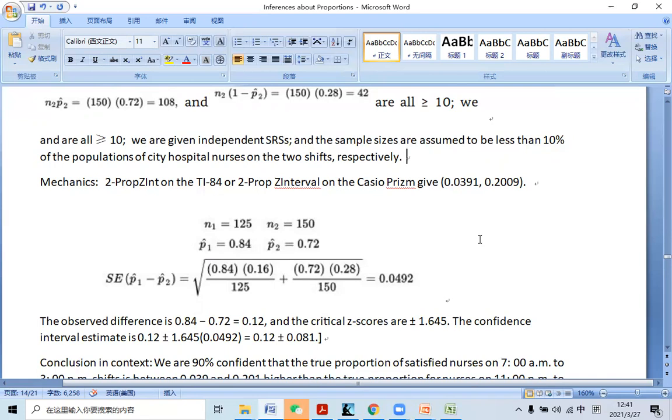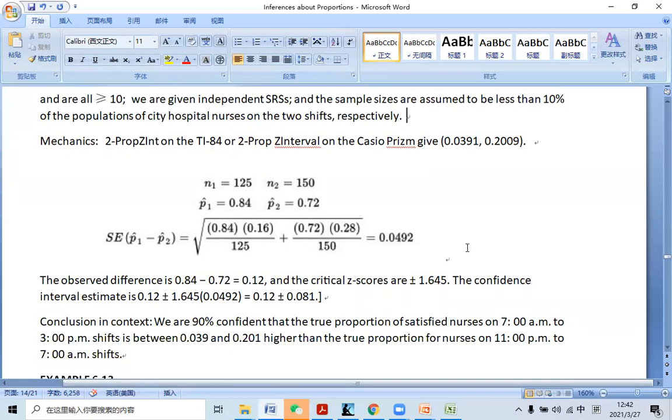What's the difference between the proportions of satisfied nurses on the day shift versus on the night shift? Are there more nurses who feel satisfied with their job on the day shift than on the night shift? Sounds like there should be. Working the night shifts is really hard. Staying up all night, that's really hard on your body, on your health.